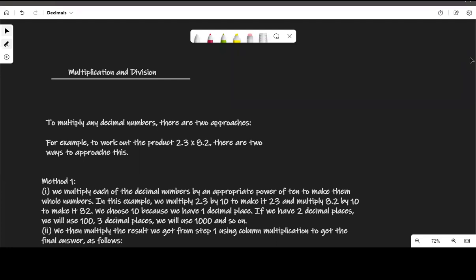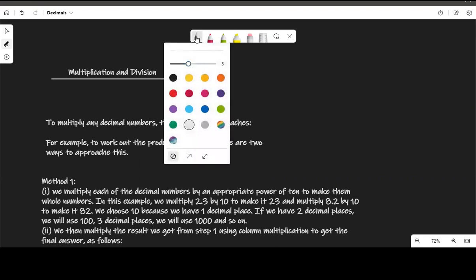In this lesson, we are going to learn multiplication and division of decimal numbers. It's a continuation of our topic on decimal numbers. So how do we multiply and divide decimal numbers? There are two approaches to that.